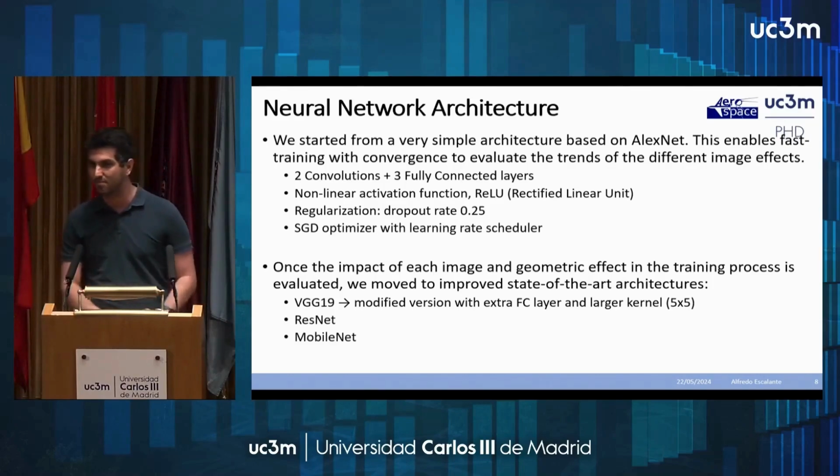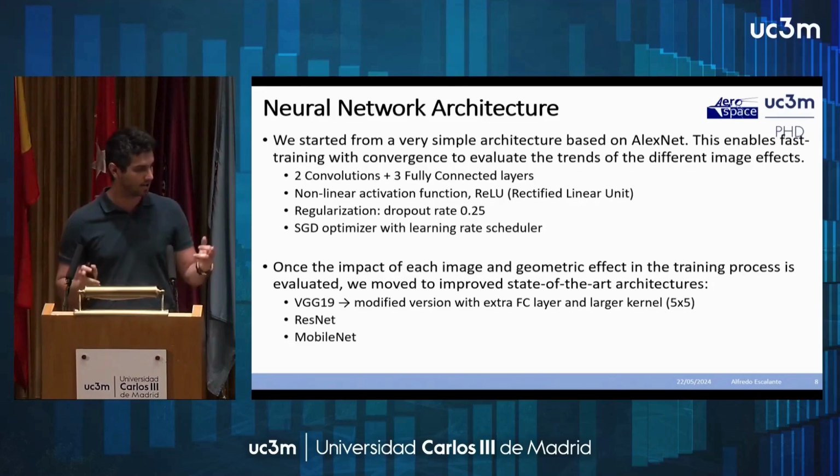So we started with a very simple one based on AlexNet, just a couple of convolution and fully connected layers. So this is very handy for fast training and to analyze the trends in the different effects on the performance of the network. And then once we knew that, we moved to more complex state-of-the-art architectures. We found that VGG19, specifically a version that we modified, increasing the kernel size, provides the best performance.